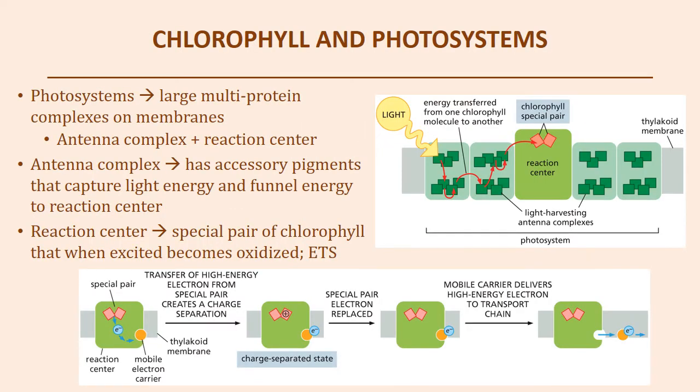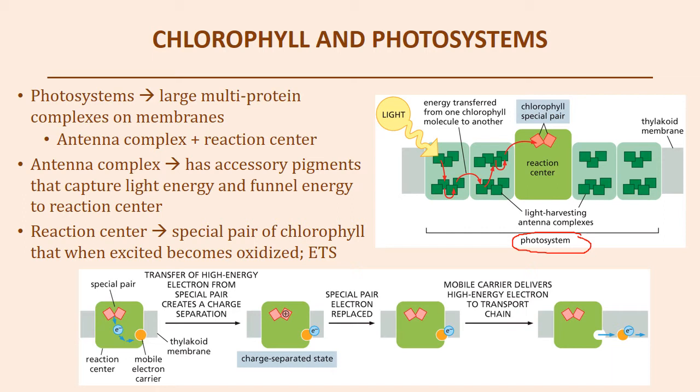So here's just another look at our photosystems. The way you want to think about it is that a photosystem is a large protein complex. Right over here, we could start on the right-hand side, where we can see one illustrated for us. The way photosystems work is that you have a region we're going to call an antenna complex, and a reaction center. Collectively, these are large multi-protein complexes.